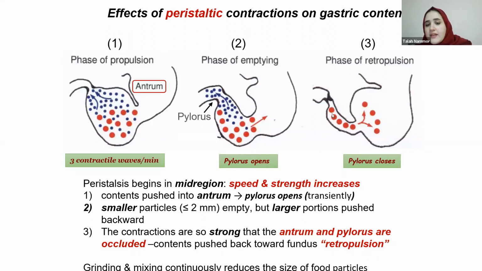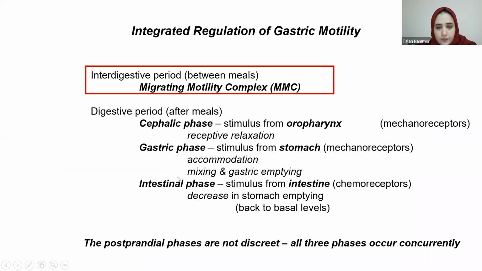Okay, guys, this forceful contraction in the opposite direction, not pushing the food forward but pushing it back, is called retropulsion. Retropulsion is a really important word. You guys have to remember it. Retropulsion is important for large particles to get back into the stomach and get more ground, more mixed, more broken down, and so on. Okay? Now, moving on.